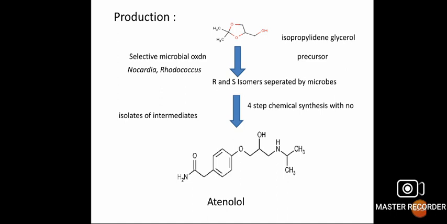Now coming to the production, the precursor material for this is isopropylidene glycerol. With the help of selective microbial oxidation, using Nocardia species or Rhodococcus species, they separate R and S isomers, and with the help of microbial oxidation, then there are around four steps of chemical synthesis with no isolation of intermediates. We obtain the atenolol.